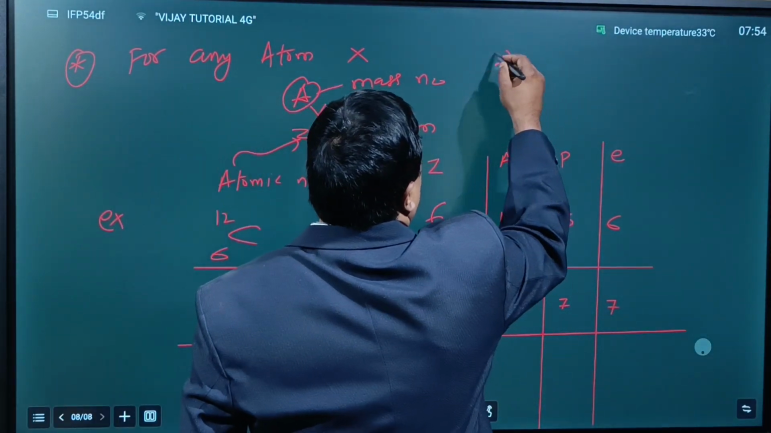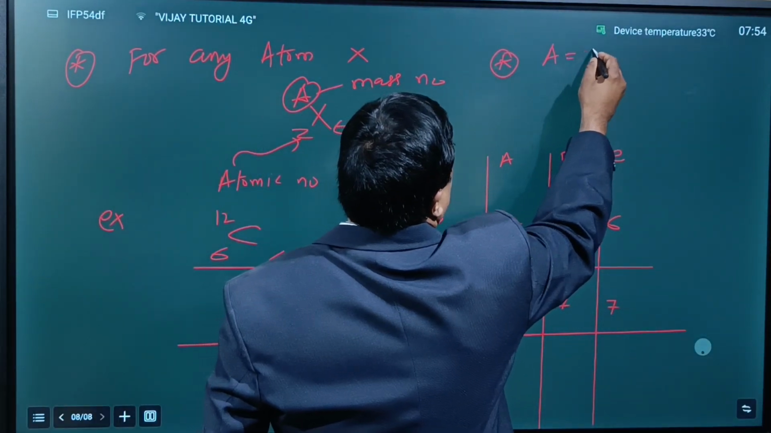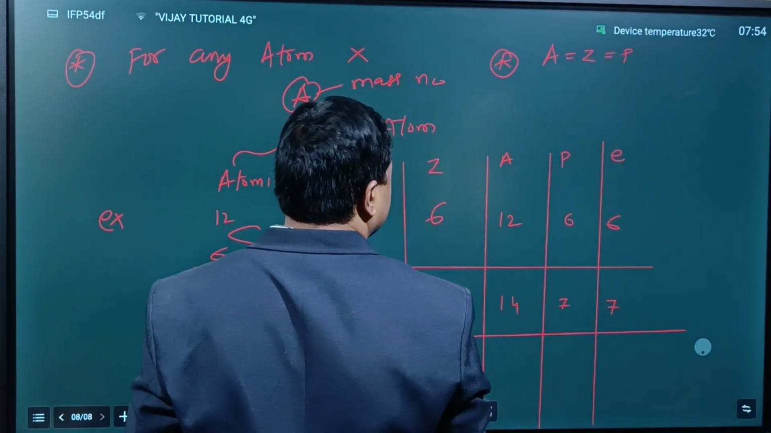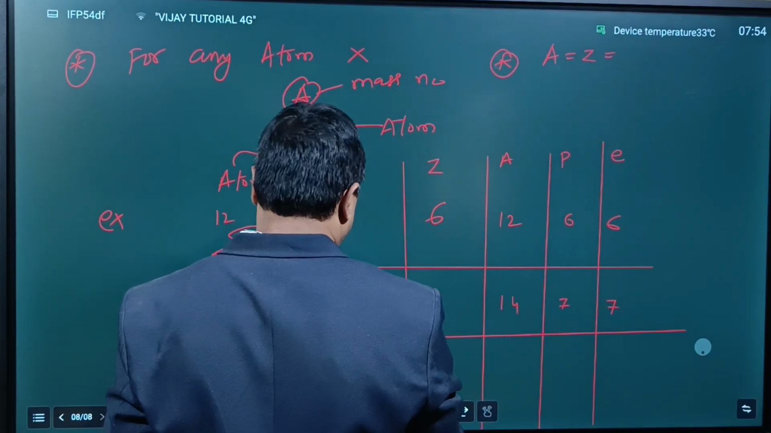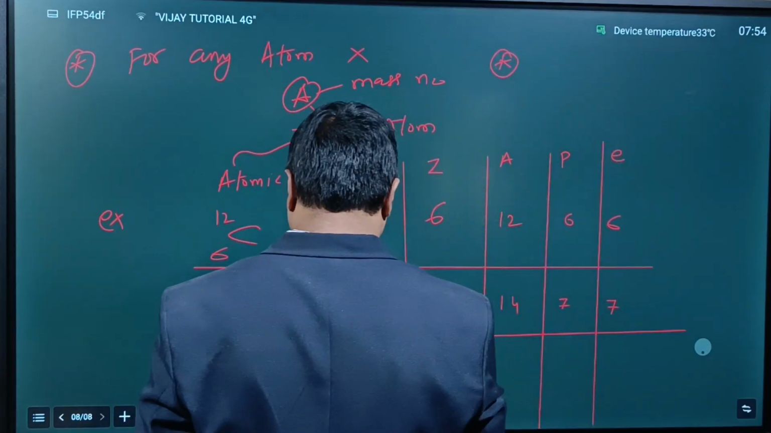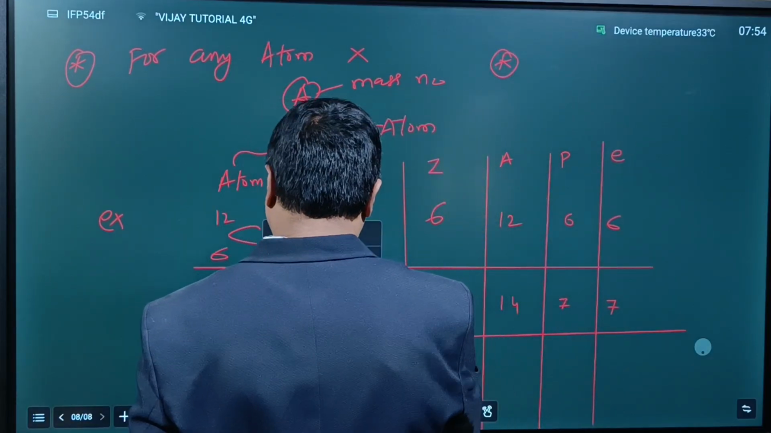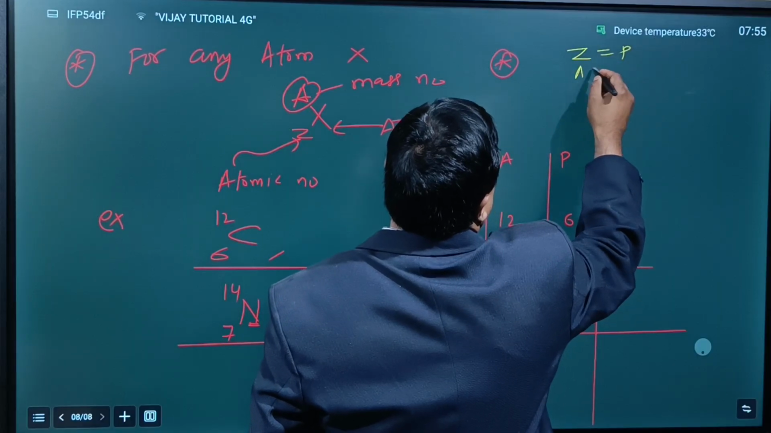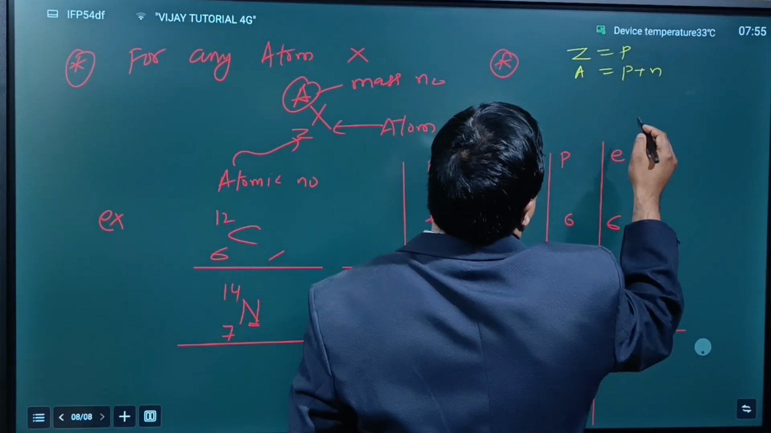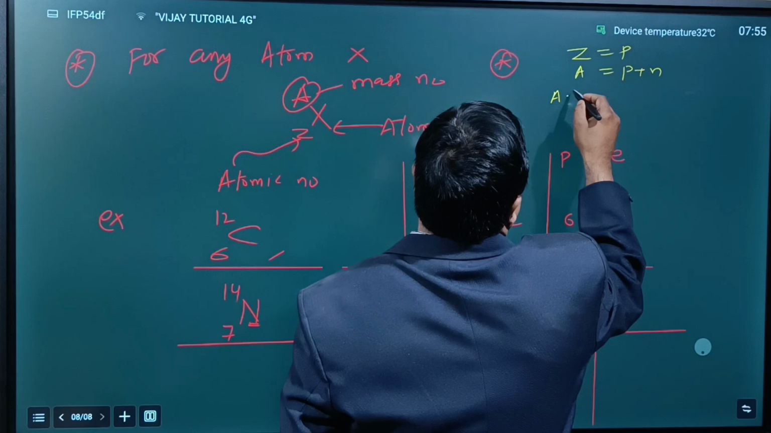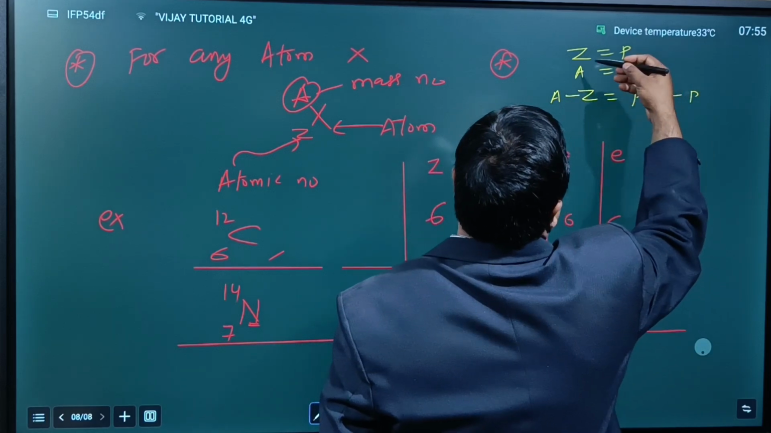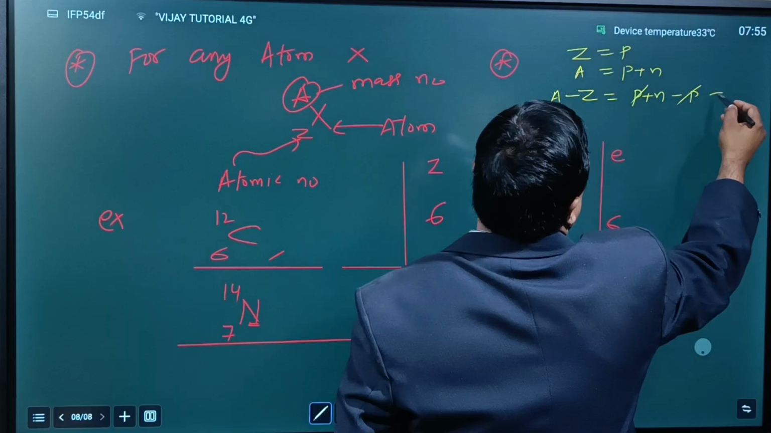will see, as I have taught you that atomic number is Z, that is equal to the number of protons. Here you see, what is atomic number? Atomic number is equal to the number of protons. What is mass number? Protons plus neutrons, yes or no? So you do A minus Z. A minus Z is nothing but P plus N minus P. Plus P minus P get cancelled.